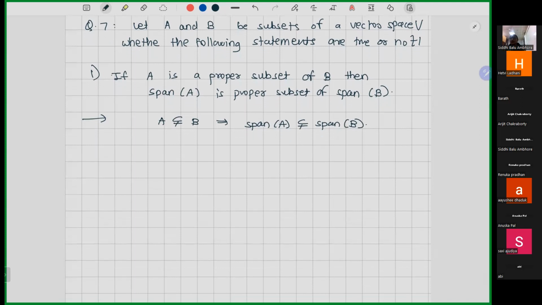Oh, okay. Hetvi is saying that it is true. Anybody else has any different guess? Arijit, Renuka, Ayushi, Anushka, Sakshi, anyone has any different guess than what Hetvi is saying?